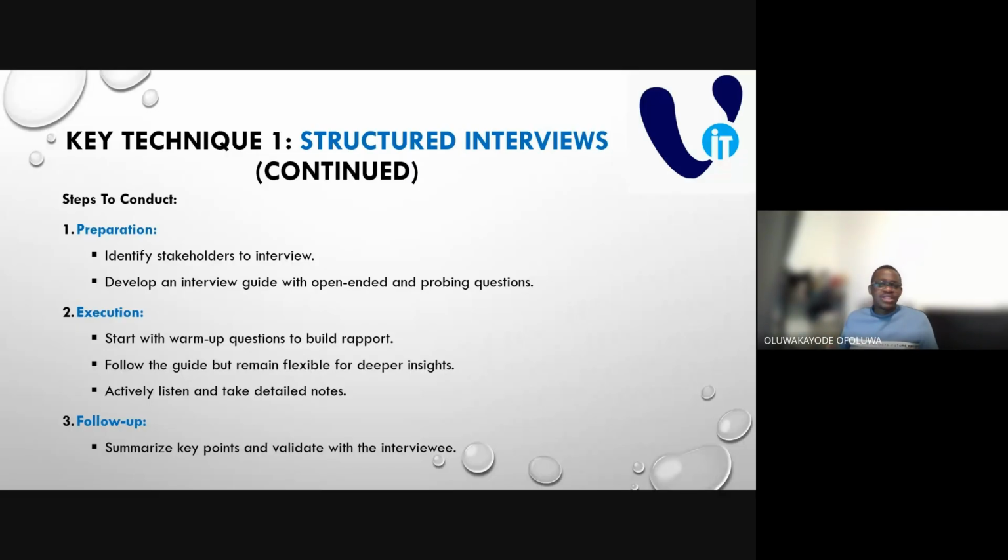For example, if I'm going into an interview, I want to look at the person's background. Sometimes you just check their social media handle, to see what they talk about most. Use it as a point to get them to open up. So you have to also follow the guide, but remain flexible for deeper insights. It's not because I have a list of questions that that's all I'm going to focus on.